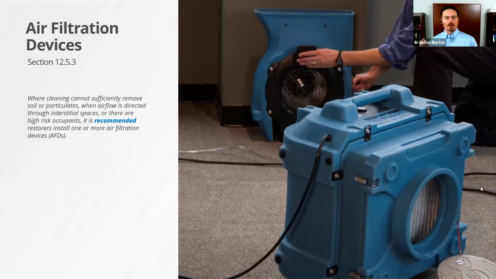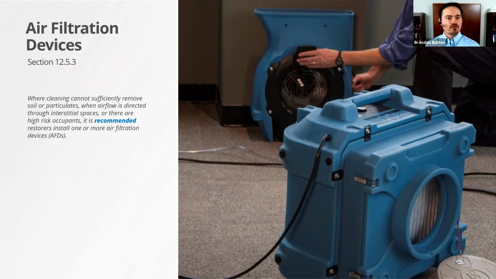I've got it right here on the slide, so I'm going to read this out to you. Where cleaning cannot sufficiently remove soil or particulates, when airflow is directed through interstitial spaces, or there are high-risk occupants, it is recommended restorers install one or more air filtration devices. It's really important to break down that sentence, right, and digest that sentence one piece at a time. Basically, this is an if statement, right? And for those of you that are comfortable working in Excel, if any of these things are true, then an air filtration device is recommended.